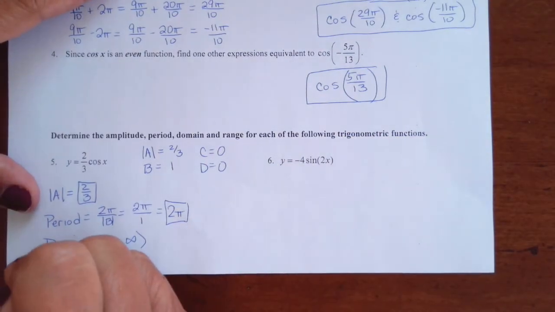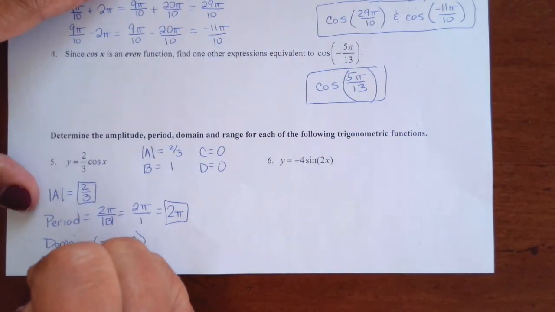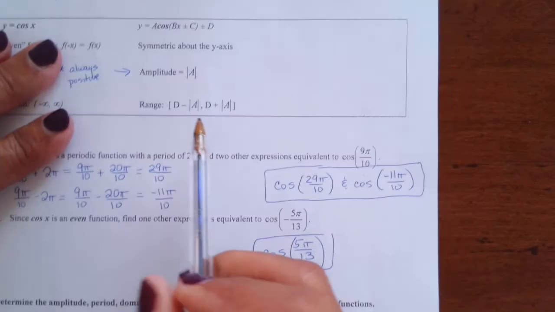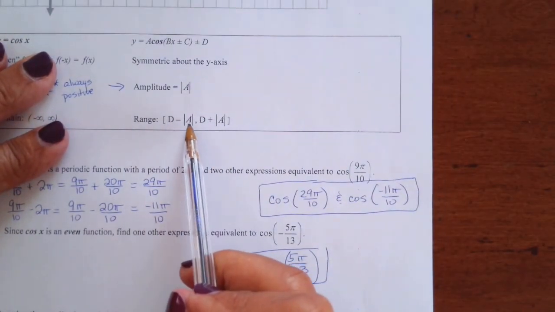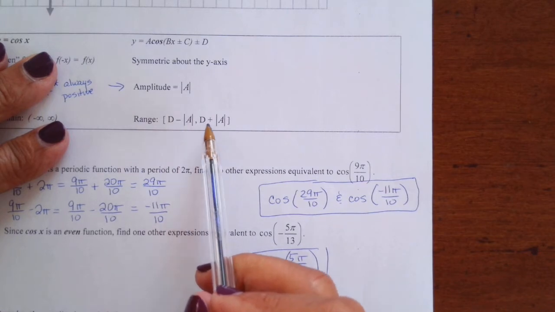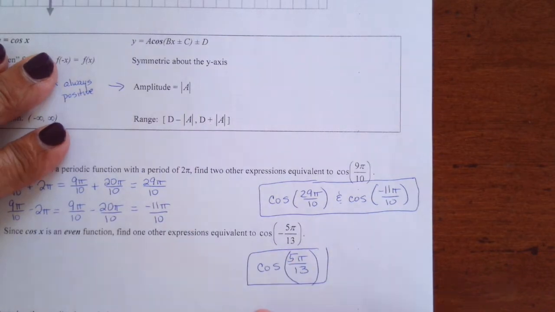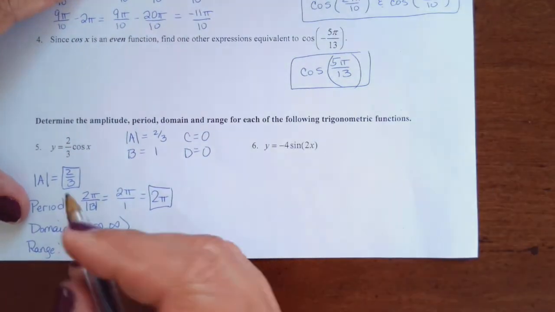Okay, and the range, all right. So let's remember the range. It is brackets on both sides. We're going to go from d minus the positive absolute value of a, and then d plus the absolute value of a. All right, so bracket.